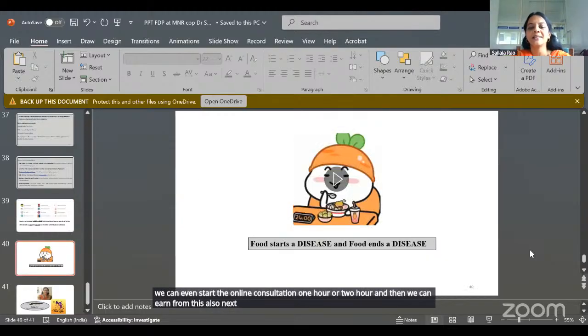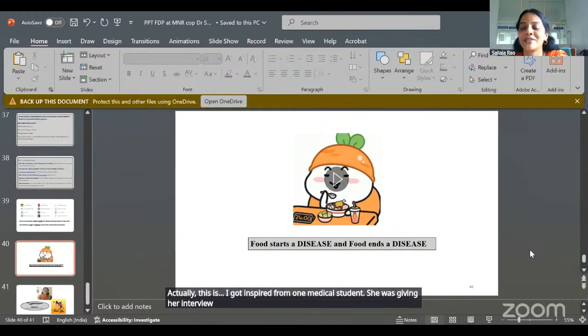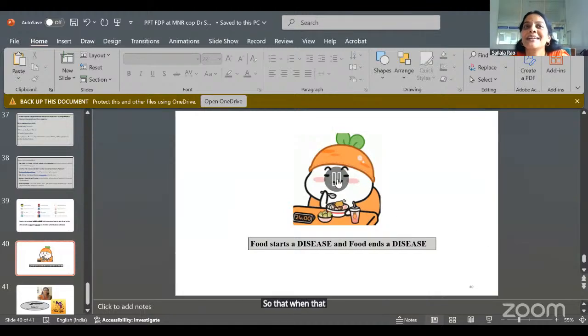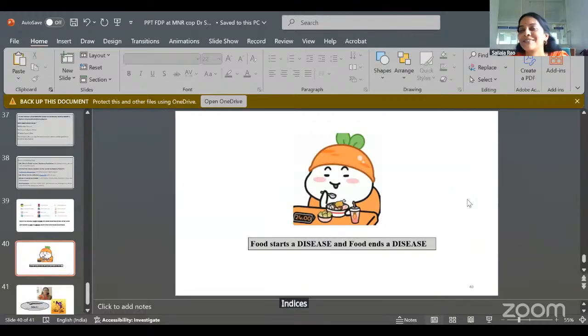Next slide. And this is actually, I got inspired from one medical student. She was giving her interview because she was awarded the gold medal. When the host was asking how she felt after her medical course, she said that she learned from that 5.5 years of MBBS that food starts a disease and food ends a disease. This I liked very much.